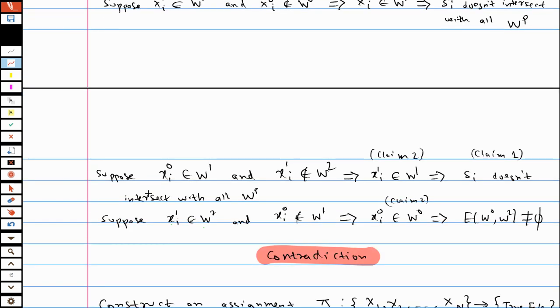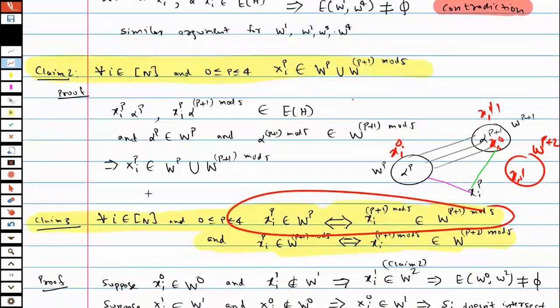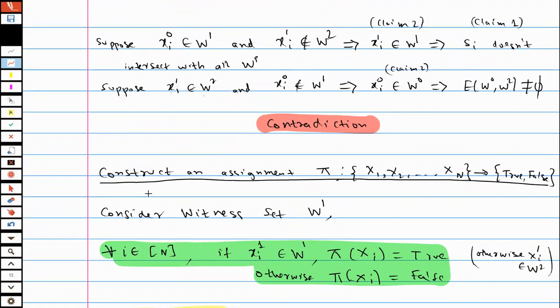Right? So both the directions are fine. So we can use claim 1, claim 2, and claim 3 to construct a satisfying assignment, which is a NAE assignment. Okay. So after all these claims, let's look at set W1 and look at the copies of Xi1.